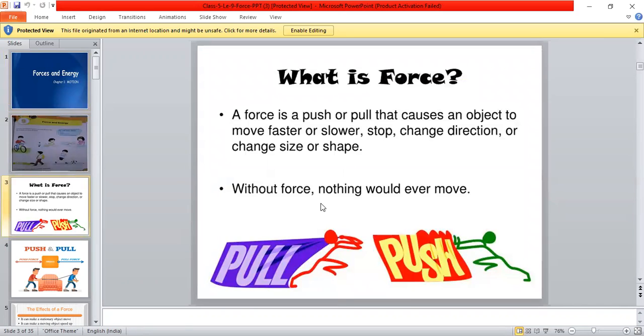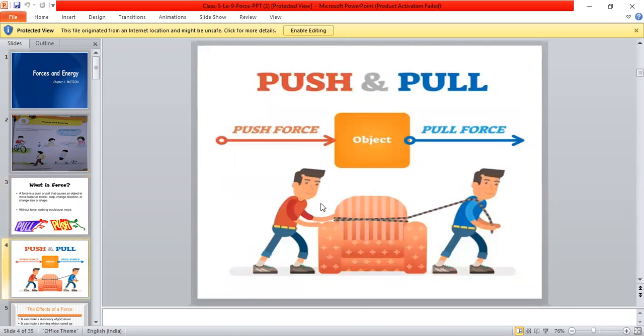A force is a push or pull that causes an object to move faster or slower, stop, change direction, or change the size. So without force, we can do nothing. We need force to do work. We push or we pull things by applying force. Now let us see what are the effects of force.